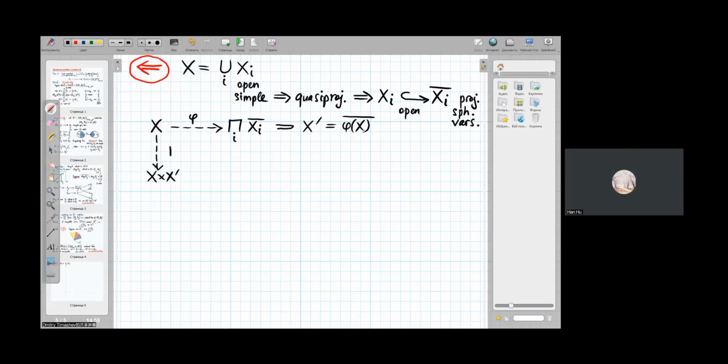This map, say big phi, is just a product of two maps, the identity on X and small phi from X to X prime. So we get this diagonal rational map from X to X cross X prime. And as before, we consider the closure of the image of this map. Let it be X double prime.